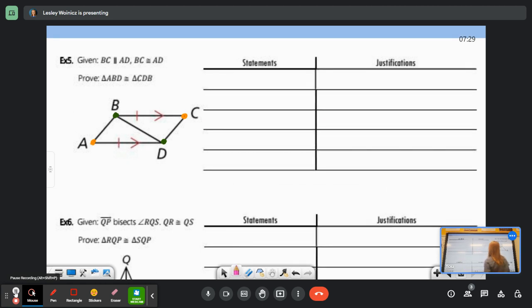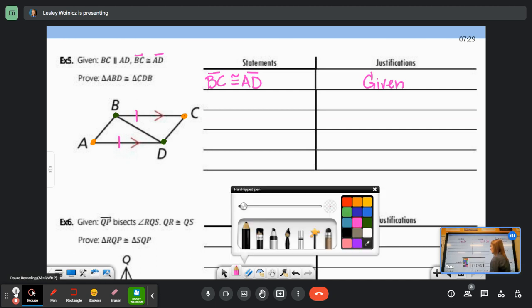Okay. So we know that BC is congruent to AD. Those should have little bars on them. Would you please add those? If I haven't added them for you, those need bars. So BC is congruent to AD, and that was given to us. So that's this and this.